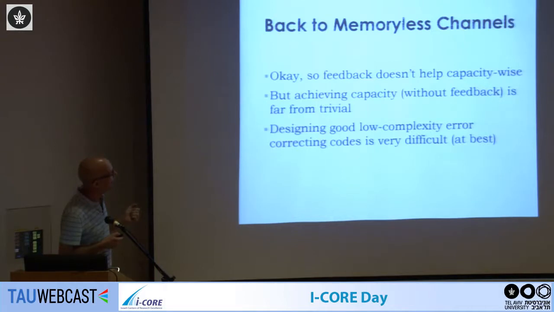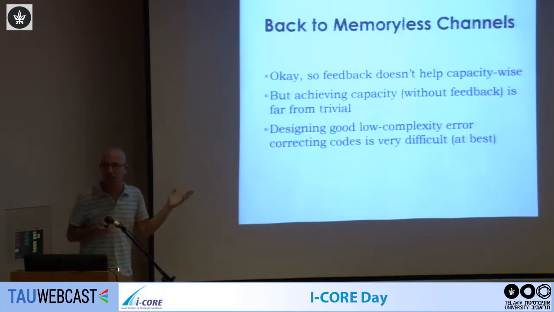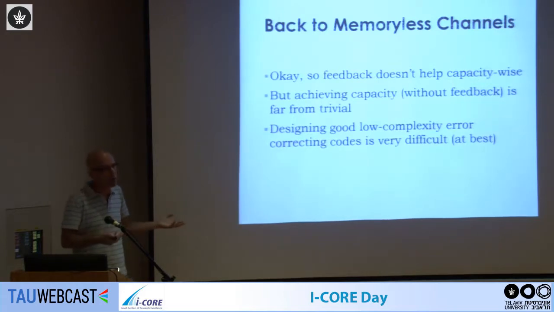So achieving capacity without feedback, so we don't need feedback, right? So we can achieve it without feedback, but it is very far from trivial in general. Constructing a good error-correcting code for a general channel that operates close to capacity is an onerous task. I mean, decoding it is very difficult, designing it is very difficult. We don't always know how to do it.